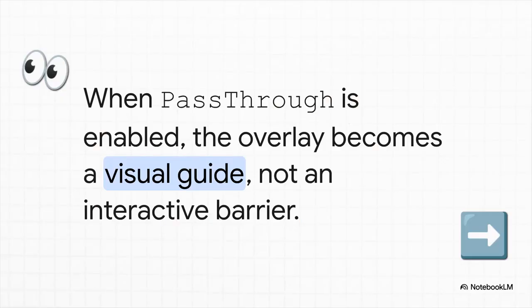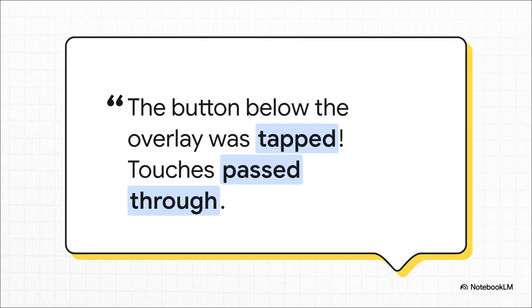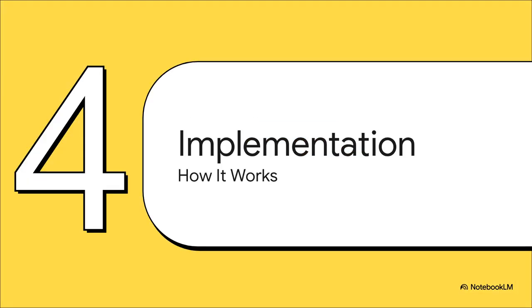Talking about it is one thing, but let's actually see what happens when you flip that pass-through switch in your code. And check this out. This is the actual message you'd get from the demo code. When that overlay is active, with pass-through set to true, the user can still click the button that's underneath it, and the app just responds like normal. The overlay is just a visual guide, not a barrier. How cool is that?